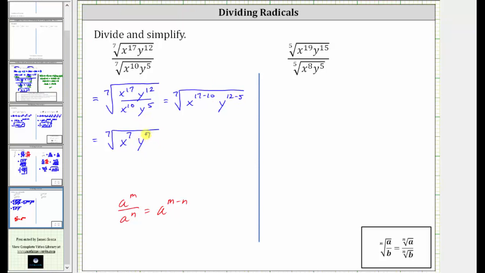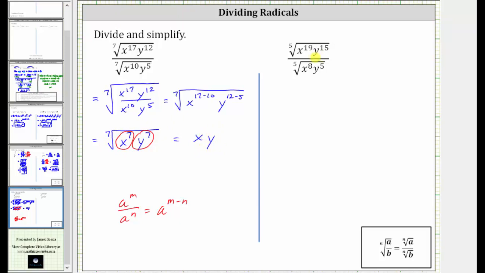And notice how, because the exponents under the radical match the index, this will simplify perfectly to one factor of x and one factor of y. The simplified expression is just xy. And because the index is odd, we don't have to worry about absolute values.